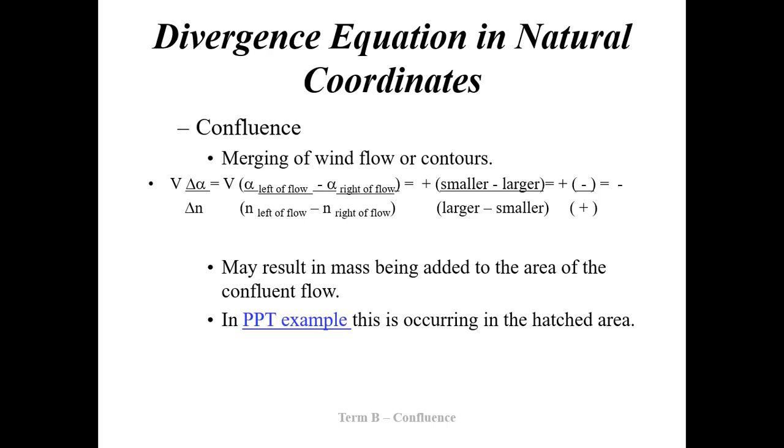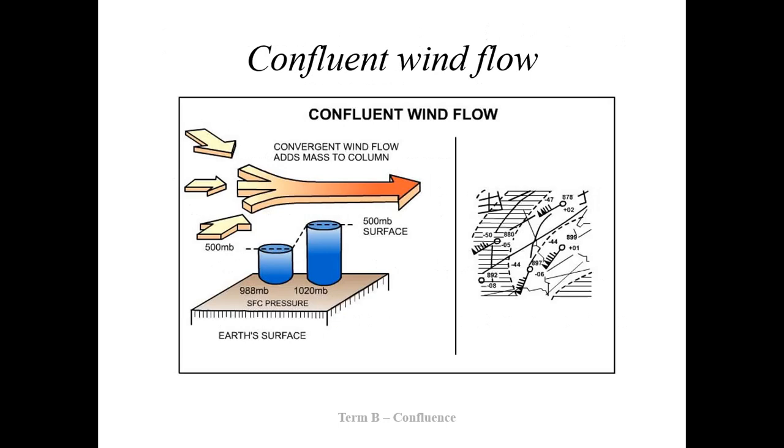It's the merging of wind flow or contours, and it may result in mass being added to the area of the confluent flow. Here's an example of confluent wind flow. You can see on the left-hand portion of this image, the arrows pointing in towards a common axis point. The center arrow on the left is pretty much pointed to the right. You have an upper left arrow pointing towards that, and then a lower arrow pointed towards that. So there's a meeting of the wind along a common axis point. This is known as confluence.